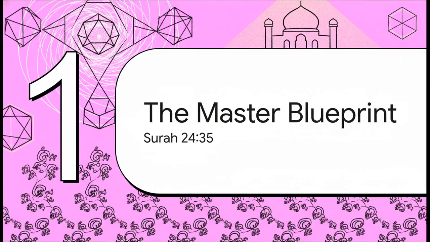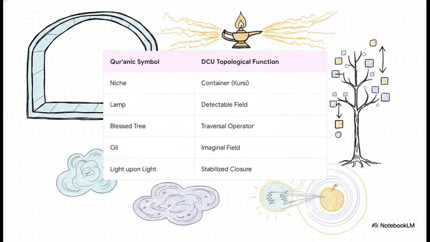Moving into our next section, the Master Blueprint, specifically looking at Surah 24, verse 35, known as the Verse of Light. This right here is the ultimate proof of concept for this model. It's an architectural blueprint hidden right inside the verse. We can map the exact symbols perfectly to the geometric functions we just went over.